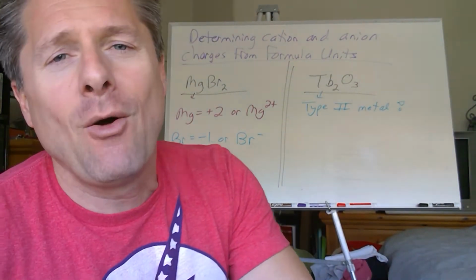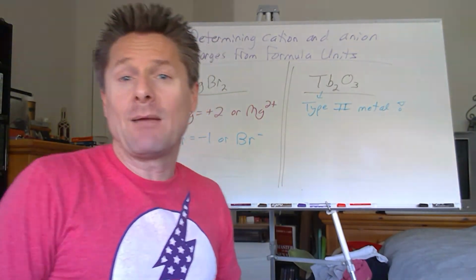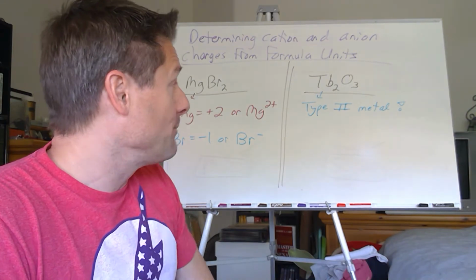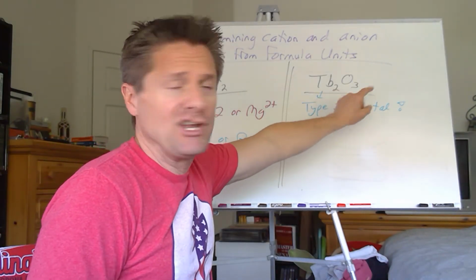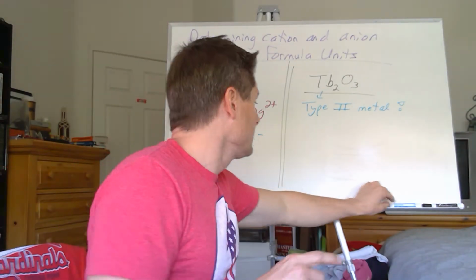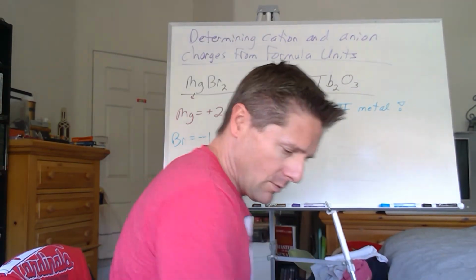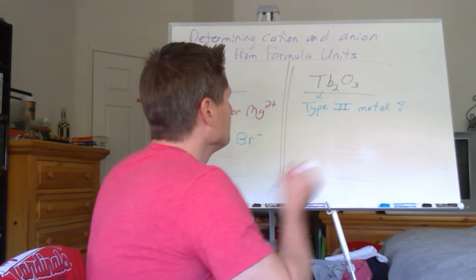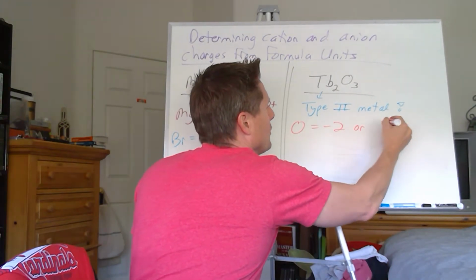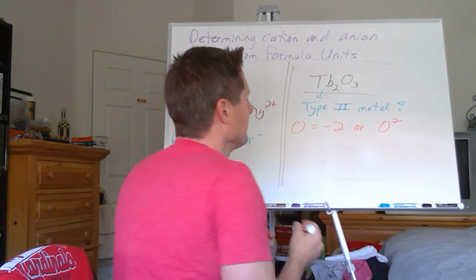There's no way we know what the charge is from the periodic table. We can predict maybe a couple possibilities later, but not a specific one. So we're going to have to reverse engineer it and get it from the oxygen. We do know the oxide, correct? So let's do that. Oxygen is a -2, or you could go O2 minus.